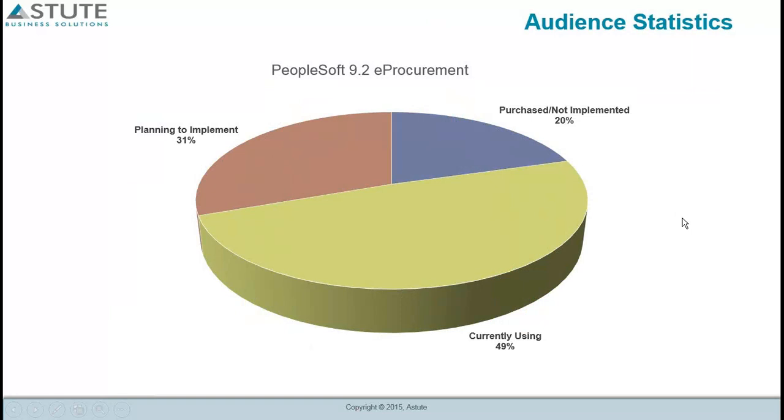So today's audience, we have a good mix of customers who have PeopleSoft eProcurement and they're currently using it, approximately 50% of them. Customers who have purchased eProcurement but not implemented, we have approximately 20%, and the rest who are planning to implement within the next year or a couple of months.